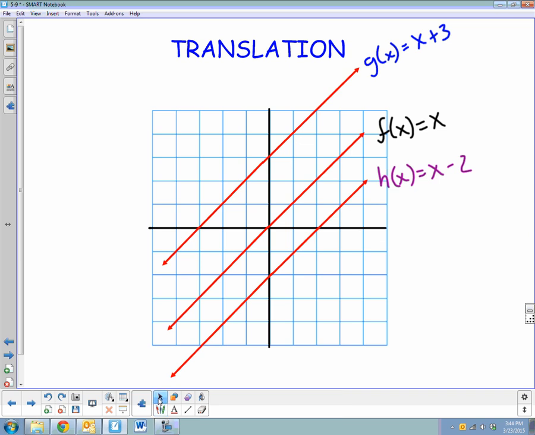And so whenever you have a translation, we would say it translated up 3. So from f of x to g of x, it translated up 3. From f of x to h of x, it translated down 2. And so that's how we would describe that transformation. It translated up or translated down, went up or down.